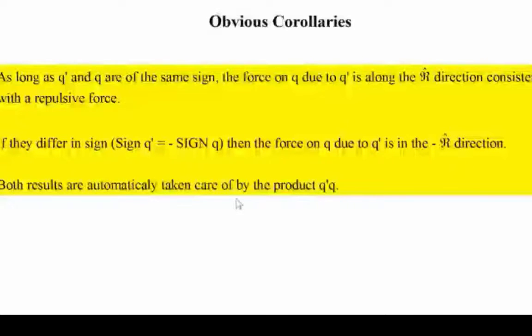Some very simple corollaries are that if these charges are of the same sign, then the force on Q due to Q prime is along that unit vector direction, and that's consistent with a repulsive force. If they differ in sign, so let's say the sign of Q prime is minus the sign of Q, then the force on Q due to Q prime is in the minus R hat direction. Both results are automatically taken care of by this product because it will change from plus to minus depending on these conditions above. We want to realize then that changing the sign changes the direction of the force, and that's all taken care of by this product.